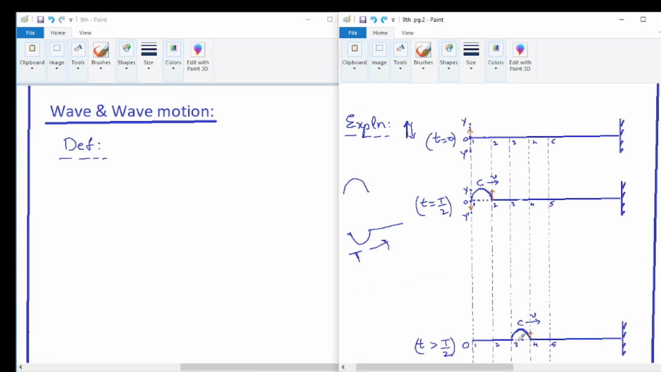So this is how a crest is moving. Now what about the trough? Already you have seen the trough also moves the same way with the same velocity, because velocity depends upon the properties of the string: what material the string is made of, how tight the string is, how heavy the string is. All such properties determine the velocity. So even a trough that is formed in the same string travels with the same velocity. That's a very important property of any wave.